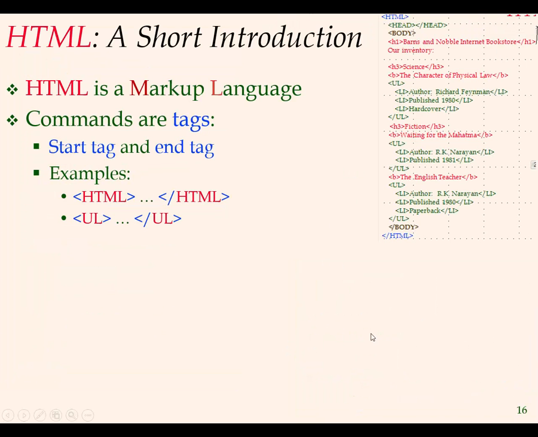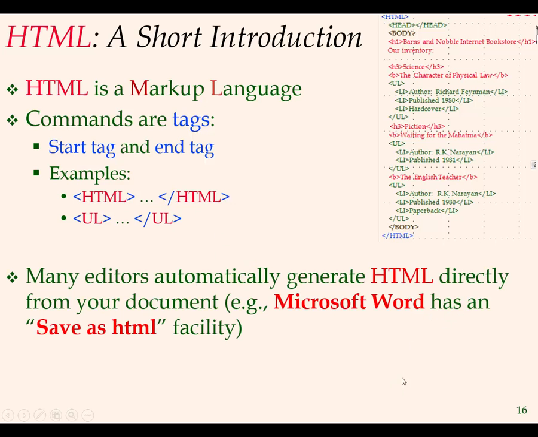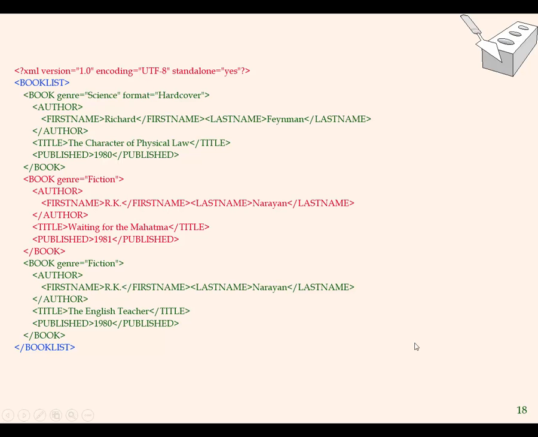HTML is a markup language. For the commands, you have a start tag and an end tag. The end tag has the same name, but you start with a slash, like in this example. There are many text editors that will create HTML. For example, Save As in Word can give you that, but again, it's very ugly compared to writing the HTML yourself.